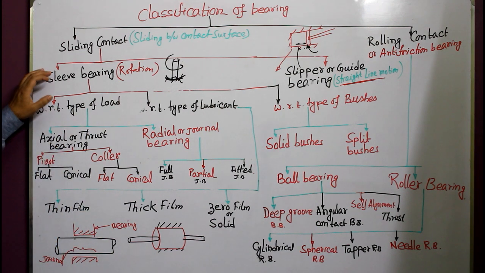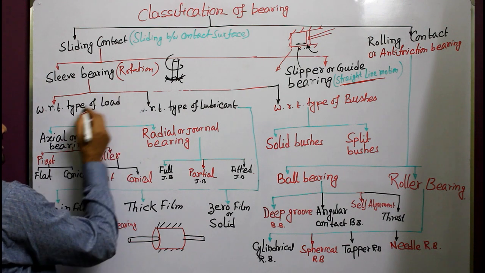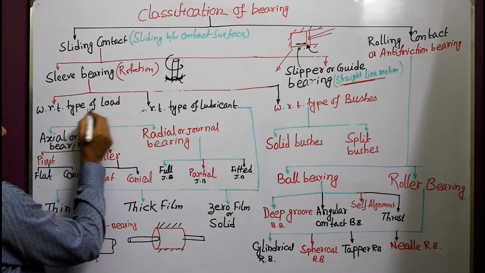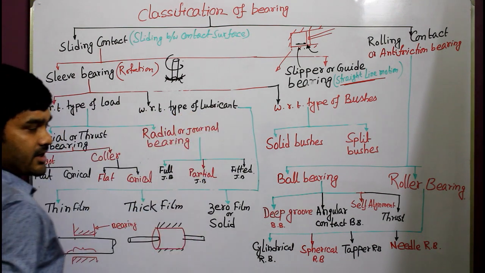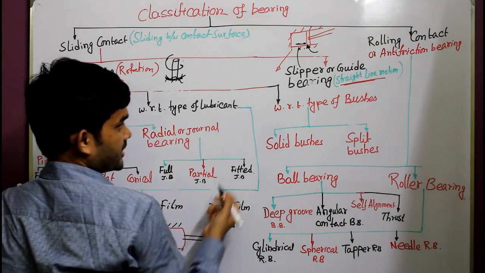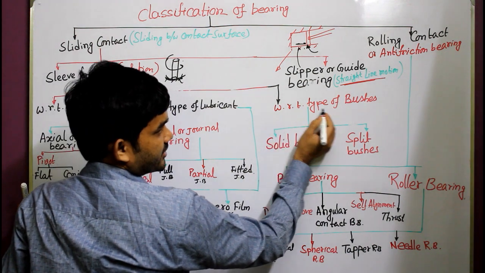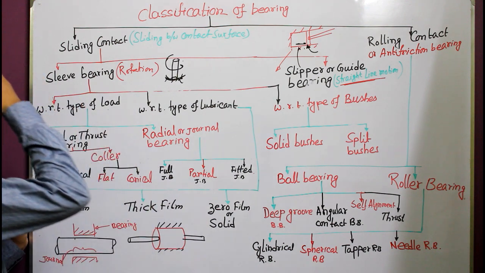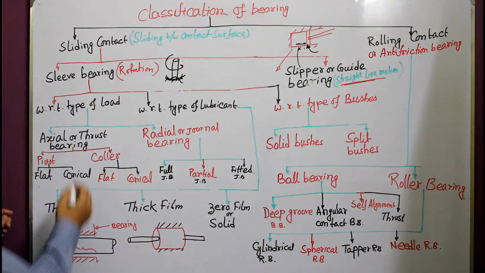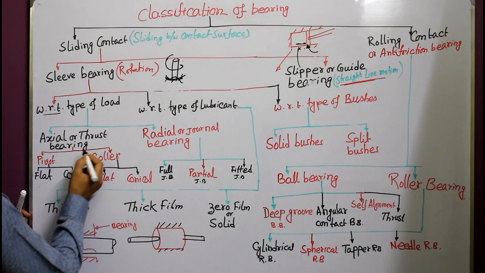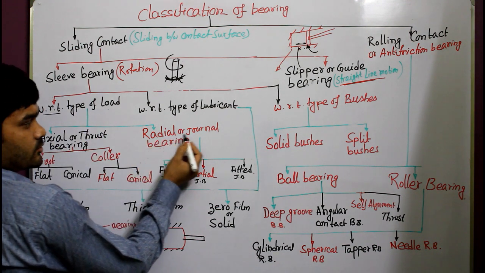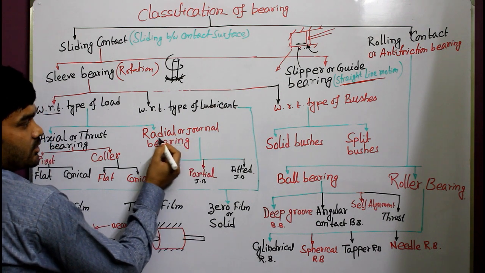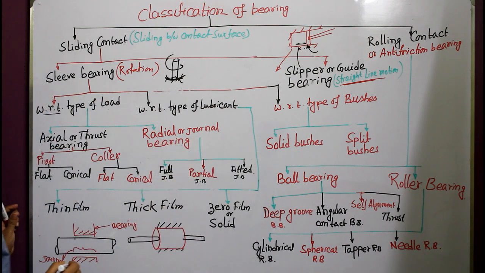Okay, now if we move to the slip bearing, we again have three classifications: with respect to type of load, with respect to type of lubricant used, and with respect to type of bushings. We'll see them one by one. With respect to type of load, we have axial or thrust bearing, and radial or journal bearing.